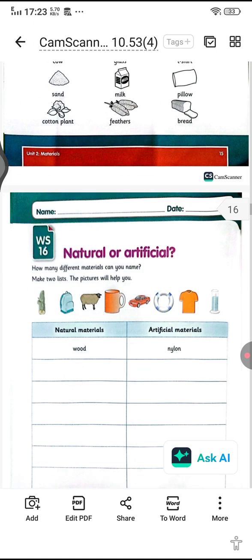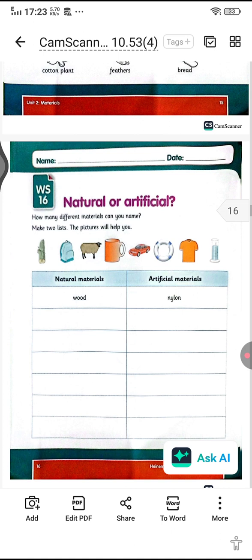Worksheet number 16 is natural or artificial. How many different materials can you name? Make two lists. The pictures will help you. Here is a picture of a nylon, a bag, a sheep, a cup, a car, a tube or a tire, or a shirt, or a test tube. I think it is a test tube.